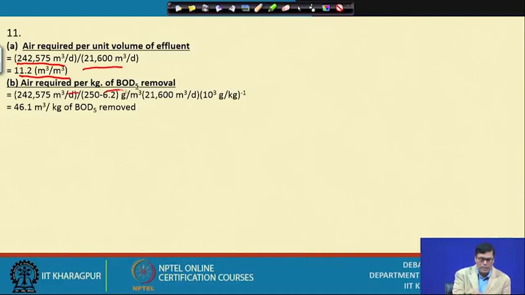Air requirement per kg of BOD removal, that also we can calculate very easily. If you know the amount of air requirement and the amount of BOD that is to be removed, then we can find out how much air is required per kg of BOD removal. So this is considered as the process design.